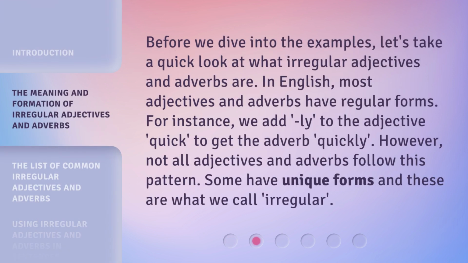Before we dive into the examples, let's take a quick look at what irregular adjectives and adverbs are. In English, most adjectives and adverbs have regular forms. For instance, we add "ly" to the adjective quick to get the adverb quickly. However, not all adjectives and adverbs follow this pattern. Some have unique forms, and these are what we call irregular.